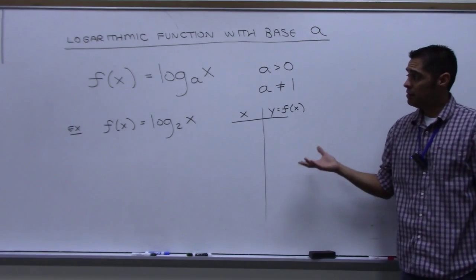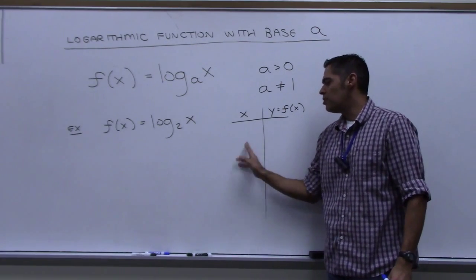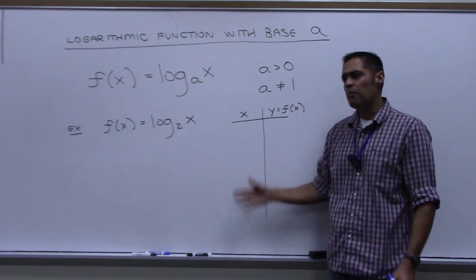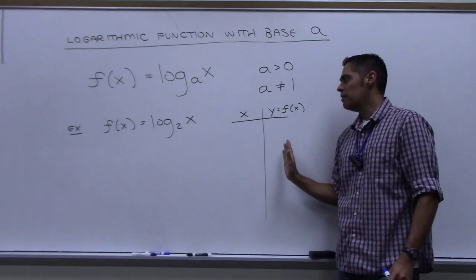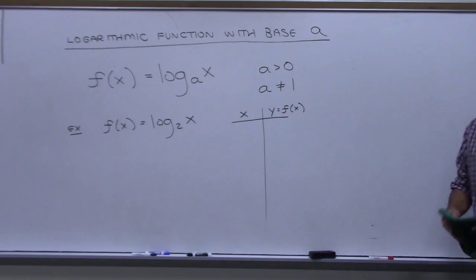If you go back to last class, when we did the exponentials, we just plugged in 0, 1, 2, and 3, and then we did -1, -2, -3, and we were done. Here, it's not so easy. Let's see if we can tell why.